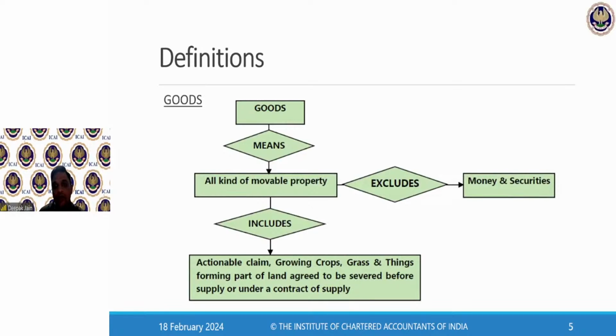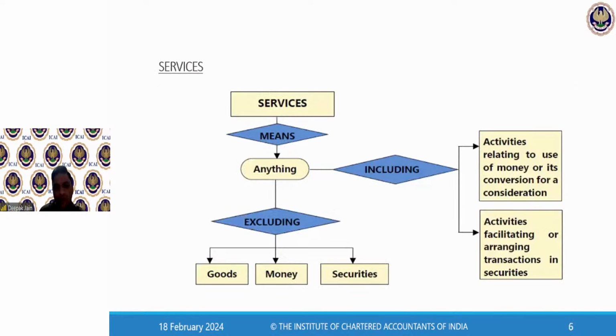Now let's move to the definition of services. Services is also similarly defined with some exclusions. Services means anything other than goods. So goods means what is being defined. Now services, when they're defining, services means anything other than goods. So what is not goods becomes services.